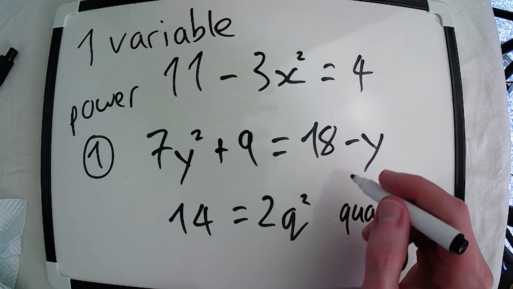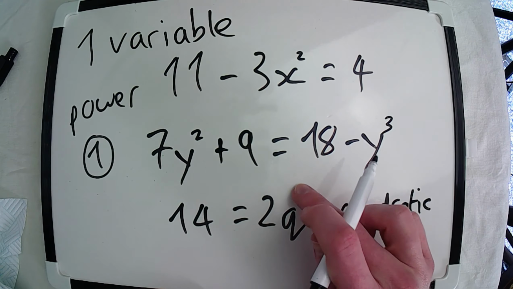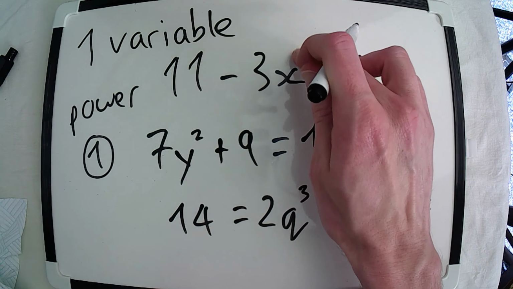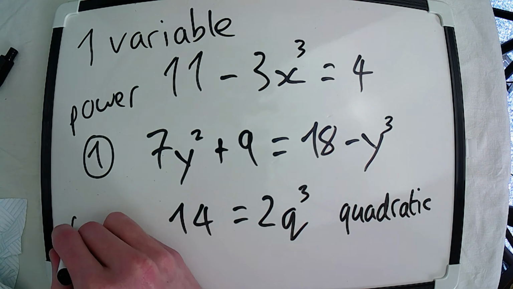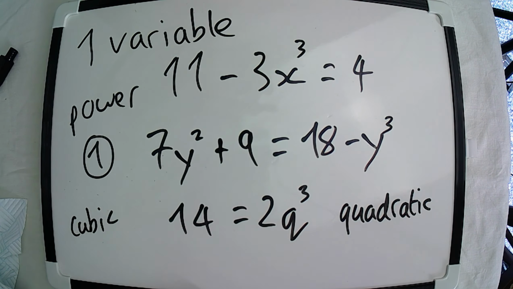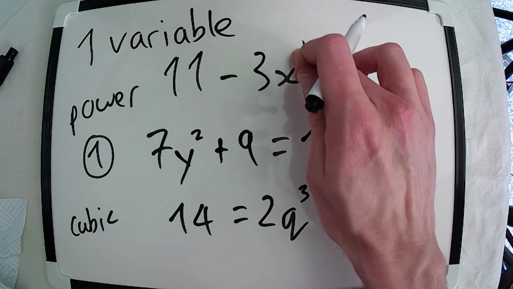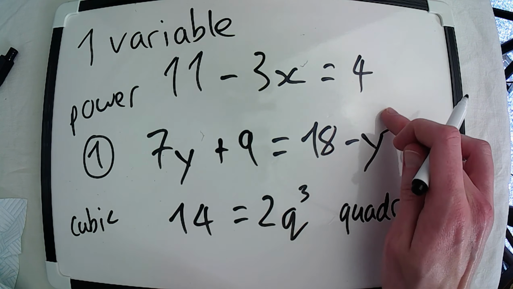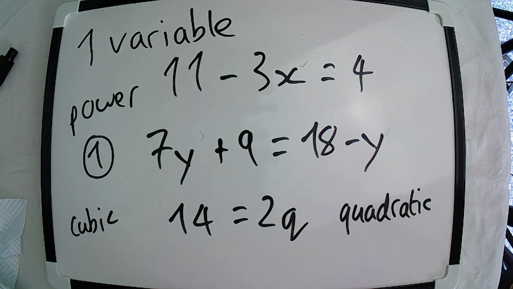If we were to change the highest power to 3, then they would be called cubic equations. And we could go on to the power of 4, to the power of 5, to the power of 6, and so on. So our linear equation has the highest power of 1. And it's the convention in maths that we don't write the little 1.